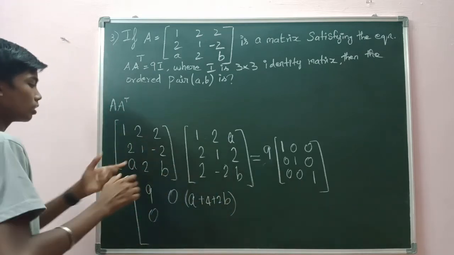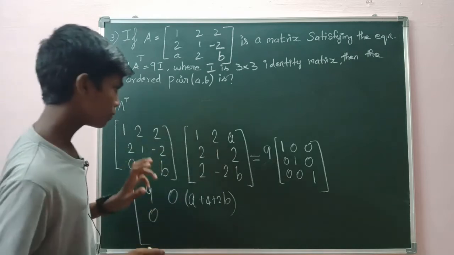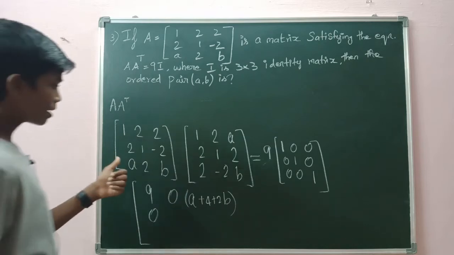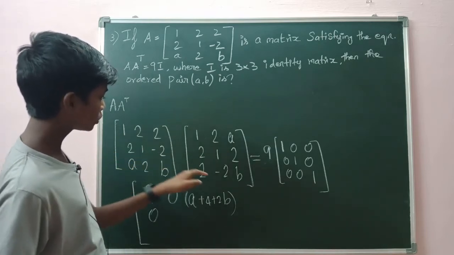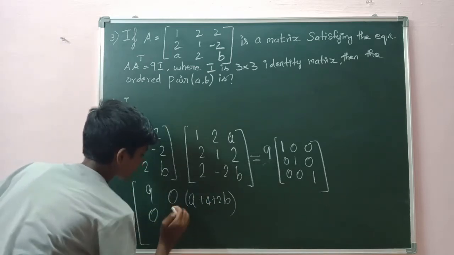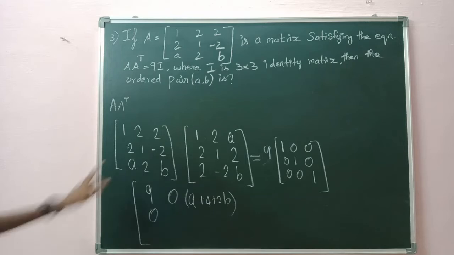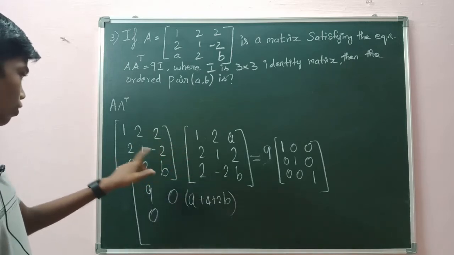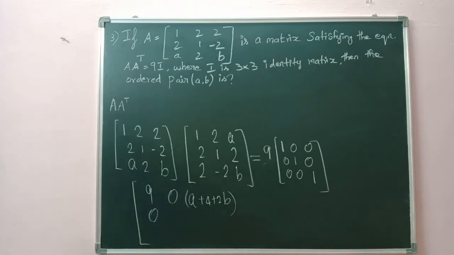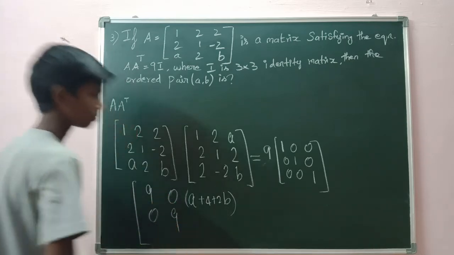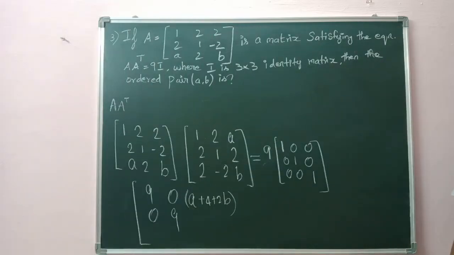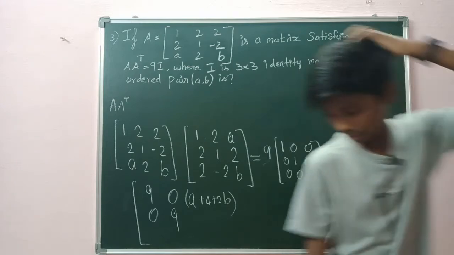Then second row into second column will be 2 into 2 is 4, 1 into 1 is 1, so 4 plus 1 is 5. Then 5 plus minus 2 into minus 2, which is 4. So I think it will be 9. Second row into second column: 2 into 2 is 4, plus 1 is 5, plus 4 is 9 only, I think so. Yes, correct. I hope that's the right answer. I mean, that's the right element.